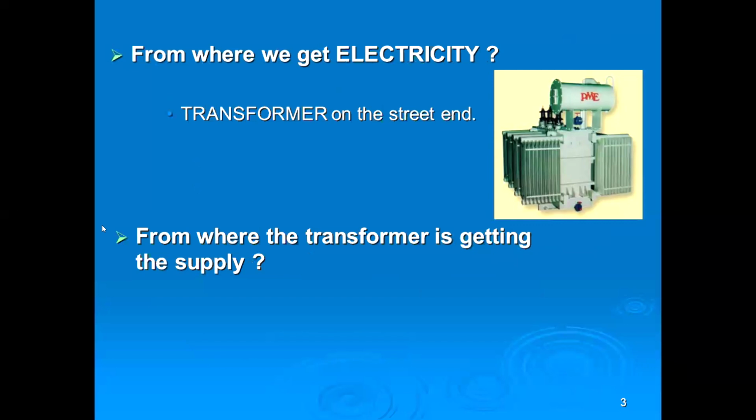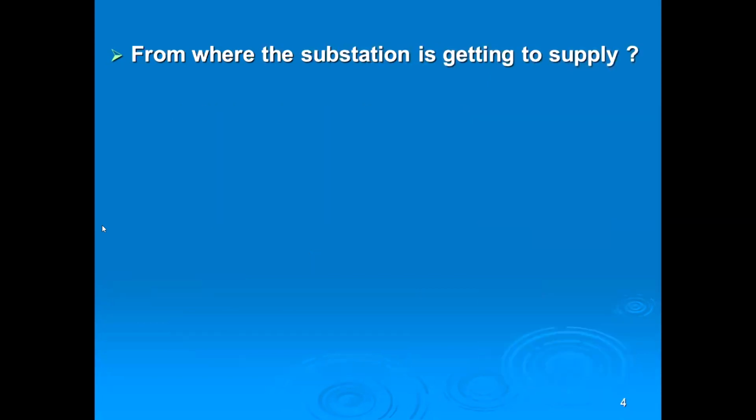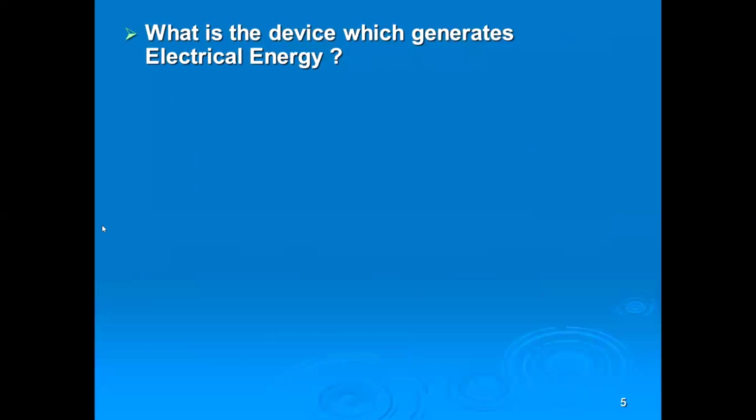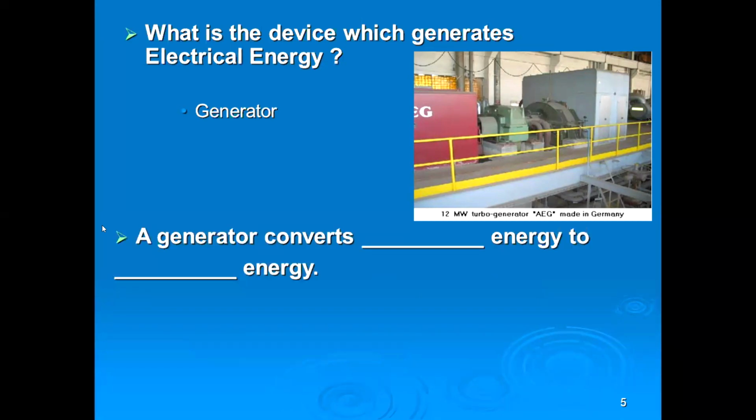For the transformer, the supply comes from the substation. For the substation, you are getting the power from the generating stations, that is, power stations. In the power station, what is going on is nothing but generators. You can call them generating stations. In the generating stations or power stations, you generate electrical energy with the help of the generator.